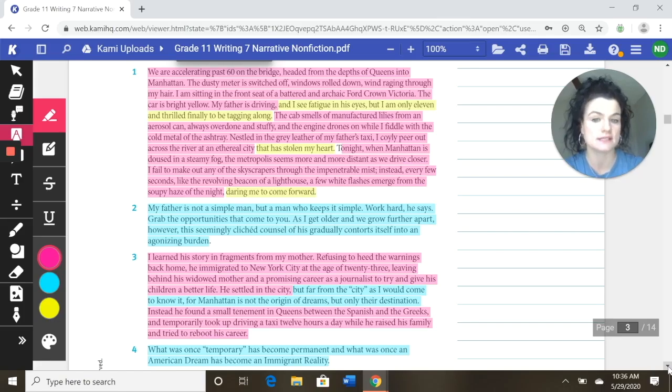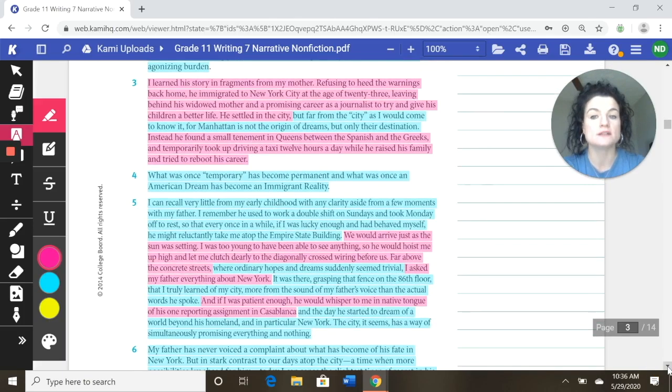He settled in the city, but far from the city as I would come to know it. For Manhattan is not the origin of dreams, but only their destination. Instead, he found a small tenement in Queens between the Spanish and the Greeks, and temporarily took up driving a taxi 12 hours a day while he raised his family and tried to rebuild his career. What was once temporary has become permanent, and what was once an American dream has become an immigrant reality.